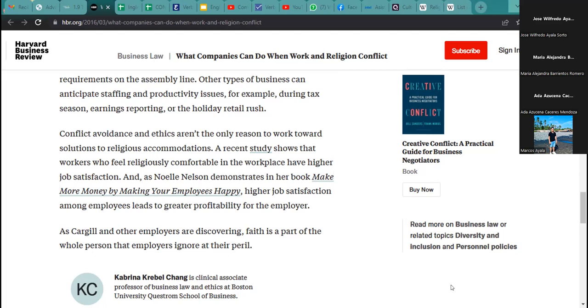Okay, very good, thank you. So yes, if you are happy, if you are comfortable, and if you don't have any problems with the religion that you practice at work, you are going to be more productive, everything is going to be good, you will have a better and higher job satisfaction. So definitely something that we need to take into consideration, right?